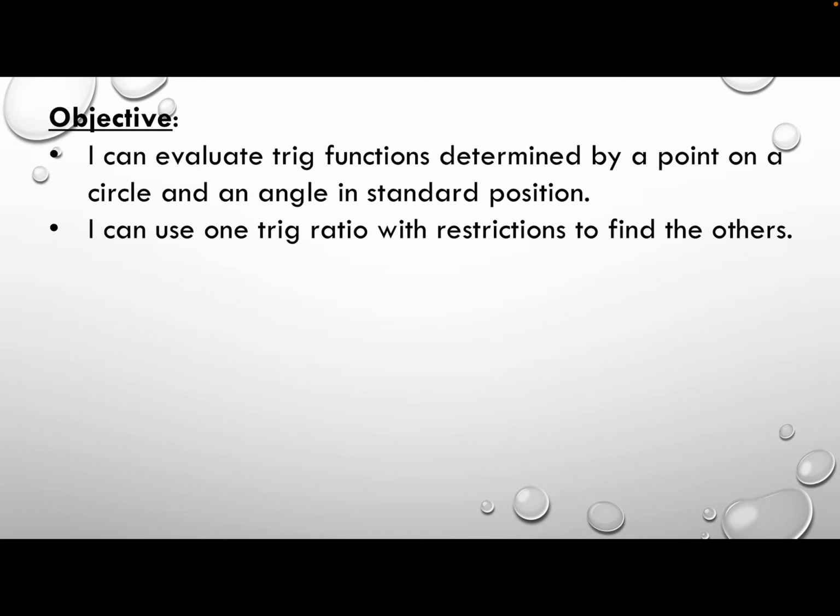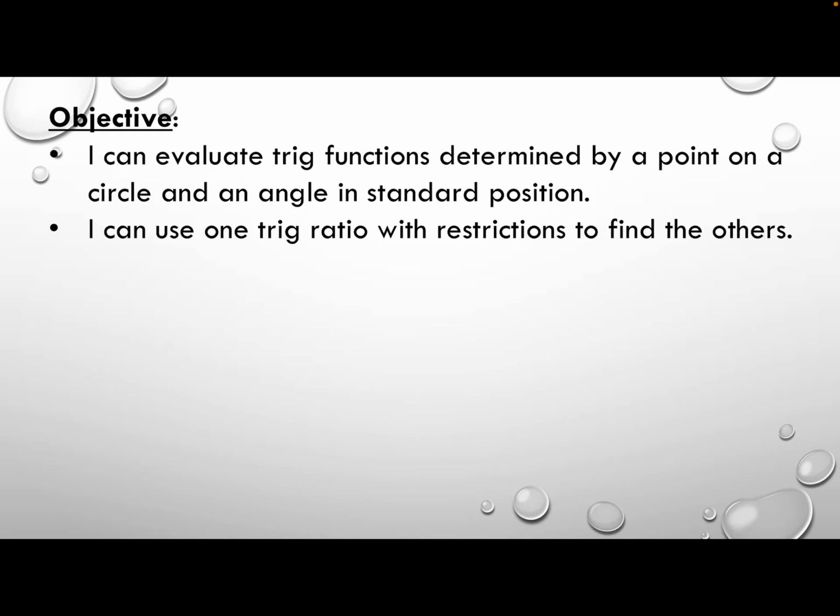We have one more type of problem we're going to recap or review before moving on to another aspect of our unit. And it's the following. We're going to evaluate trig functions determined by a point on a circle and an angle in standard position. And then we are going to use a trig ratio with restrictions to find the others.